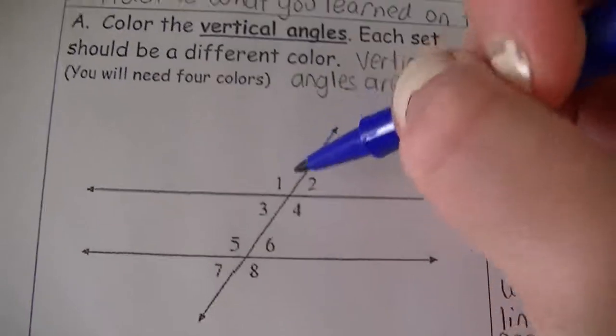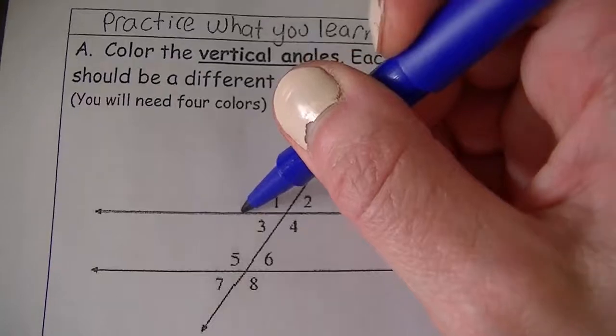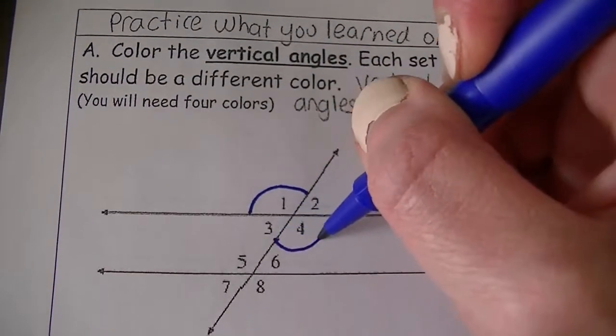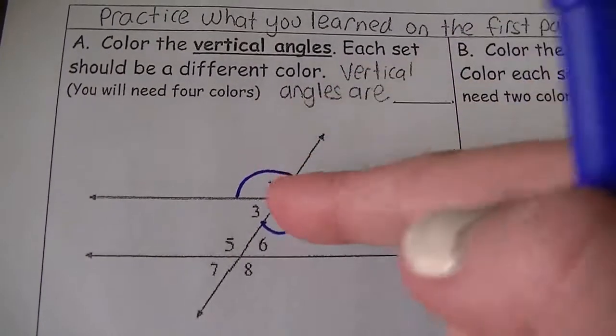So if I'm going to pick one of the colors, I'm going to do 1 out of the 4. You need 3 more colors to do this by yourself. Vertical angles are right across from each other. So angle 1 and angle 4. Now grab more colors and show me the rest of the vertical angles in this situation.